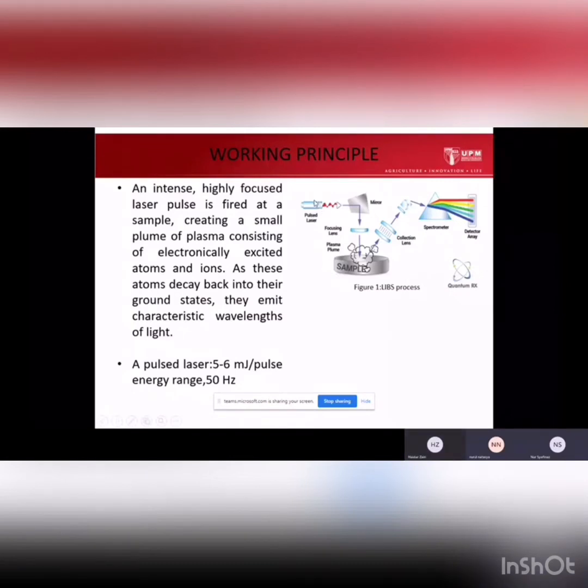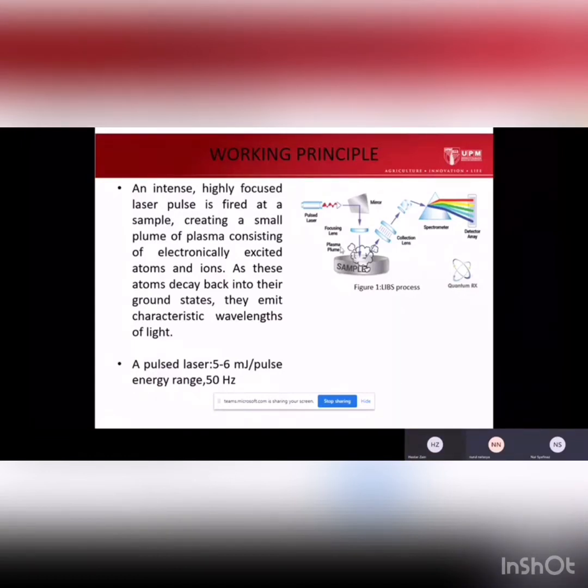Okay, so this laser is fired at a sample. This sample can be any sample such as powder. So we can use powder as a sample. Okay, and then it will create a plume of plasma. After it is being fired at the sample, a plasma plume is formed. A plume of plasma is like a fluid which consists of gas and liquid.